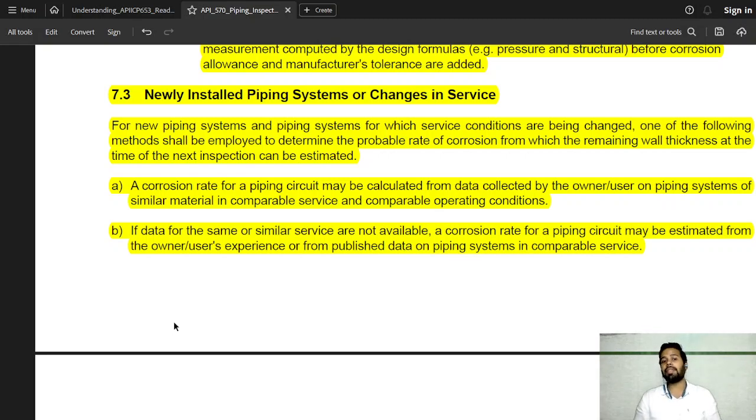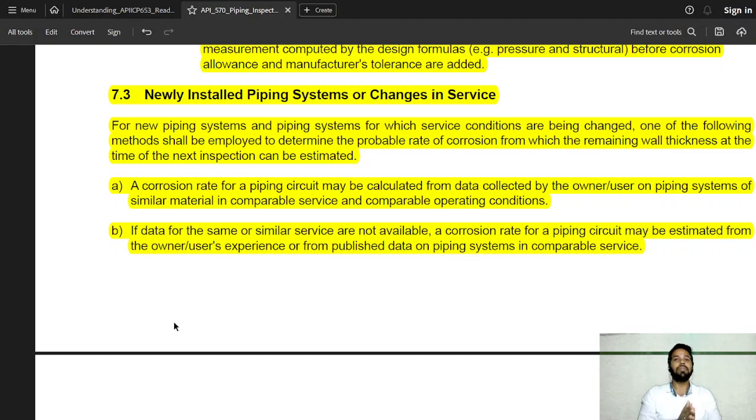For new piping systems and piping systems for which the service conditions have been changed, the following method shall be employed to determine the probable rate of corrosion, from which the remaining wall thickness at the time of next inspection can be estimated. A corrosion rate for the piping circuit may be calculated from data collected by the owner or user of a piping system of similar material, comparable to the service or operating condition.